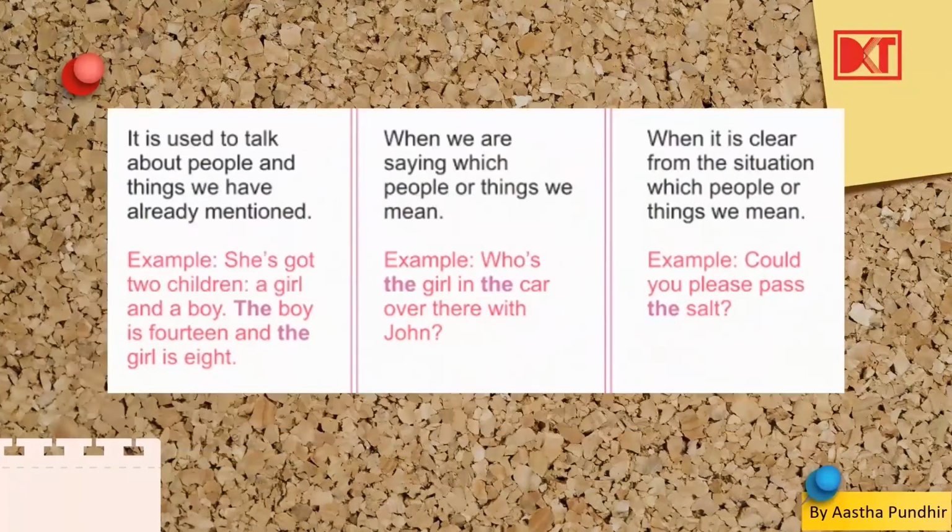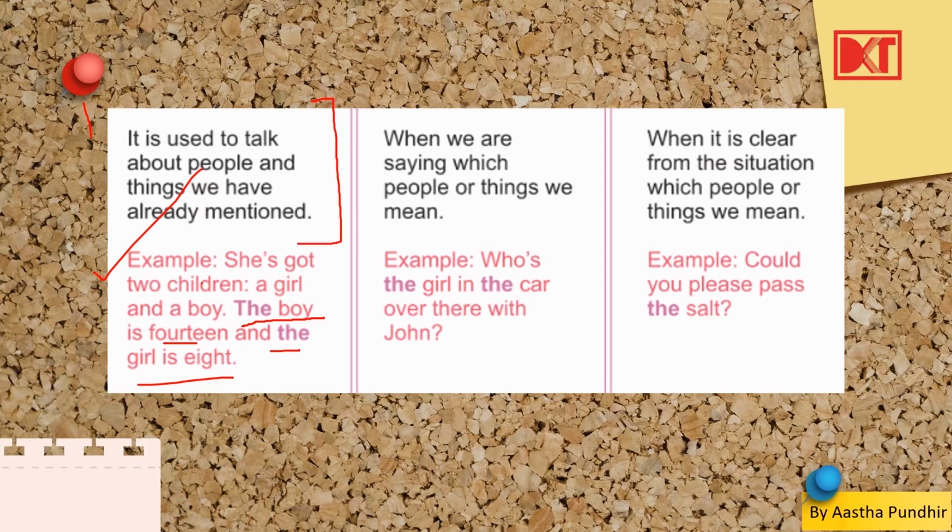Now you see when the is used. First, it is used to talk about people and things we have already mentioned. देखो example. She's got 2 children, a girl and a boy. हमने generally बताया कि एक लड़का है, एक लड़की है. पर हम जब उन्हीं गर्ल एंड बॉय के बारे में दोबारा बता रही हैं, जब वी आर मेंशनिंग देम अगेन, सो व्हाट आर वी यूजिंग? वी आर यूजिंग द बॉय, मतलब वही पर्टिकुलर बॉय 14 है और वही पर्टिकुलर गर्ल शी इज 8. ओके, सो इट इज यूज्ड टू टॉक अबाउट पीपल एंड थिंग्स वी हैव ऑलरेडी मेंशन्ड, जब हम उन्हीं को रेफर करते हैं दोबारा.